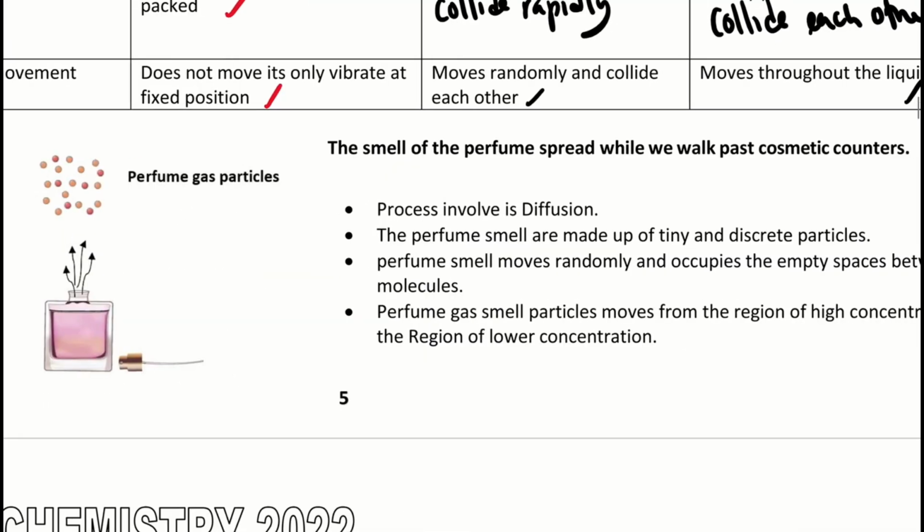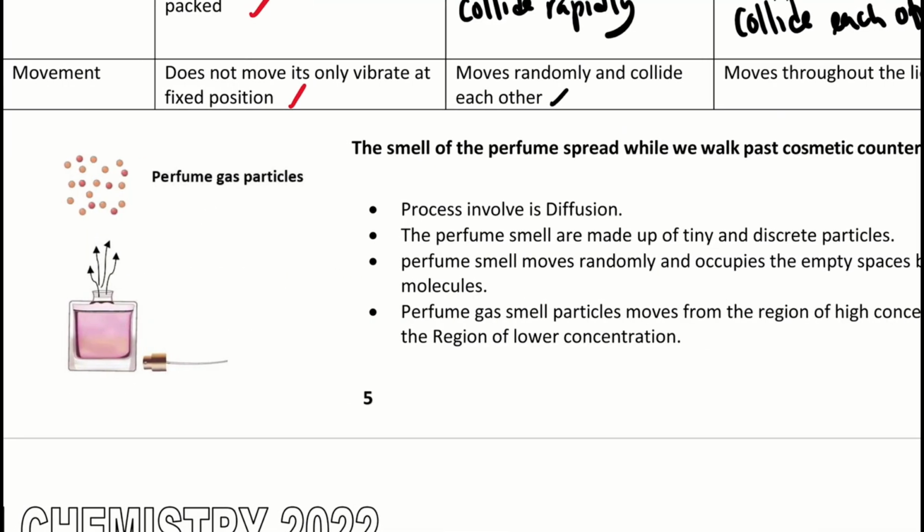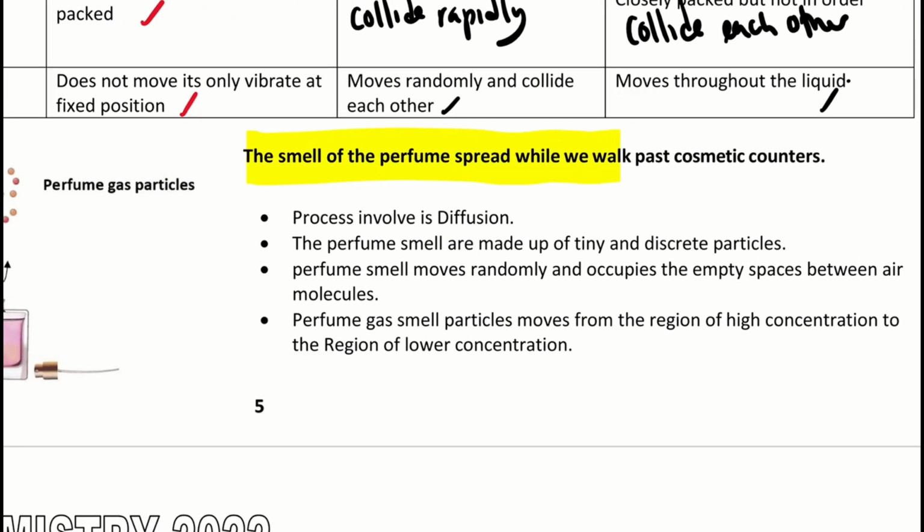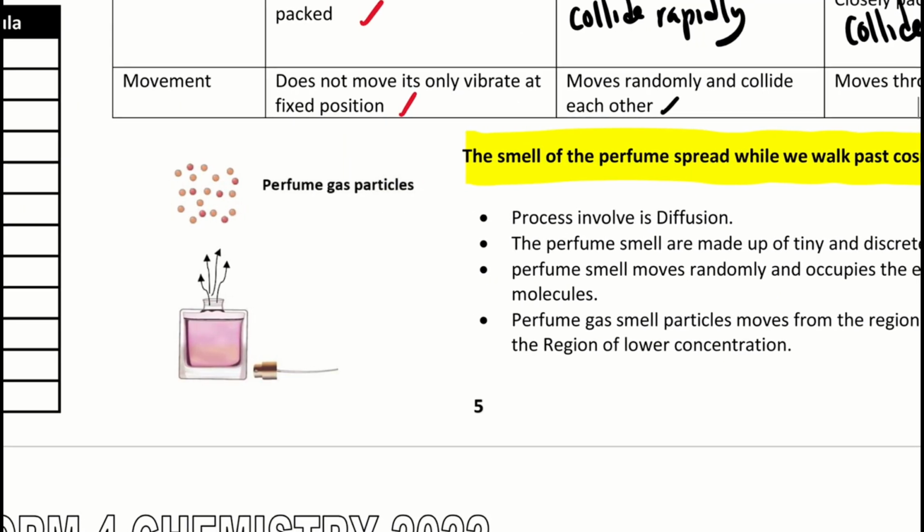So the next process is known as the diffusion process. We try to check this question. The smell of perfume spreads while we walk past the cosmetic counter. Explain the process involved. Please remember here, the concentration of perfume particles is higher, and here the concentration of perfume particles is lower. The movement of particles from a region of higher concentration to a region of lower concentration is known as diffusion.